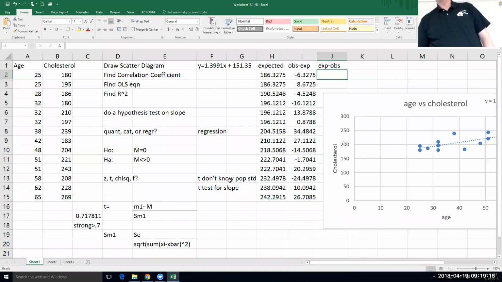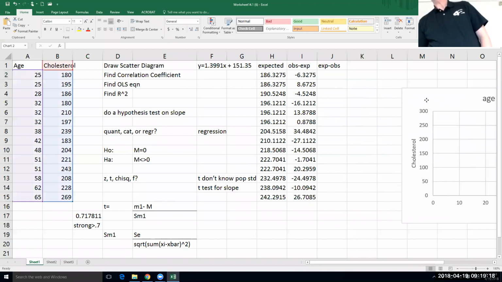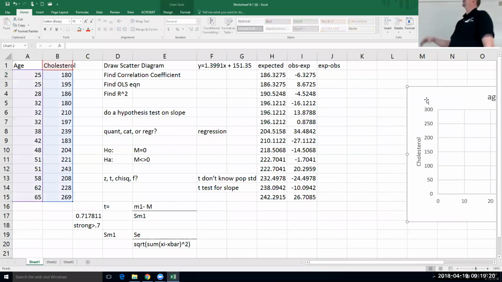Okay, and then let me explain why. Because he says, well, what about the residual plot? And I was like, oh, yes. It's another good test question on the final. I hate Sean. All right.